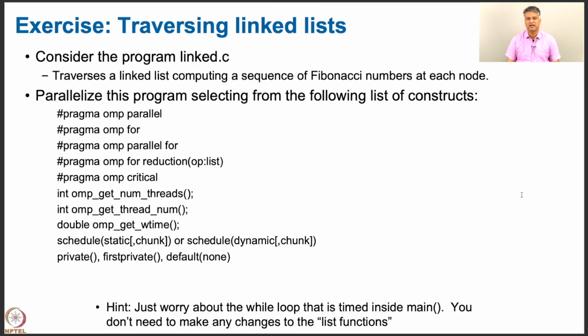So let's now look at a program which is using the linked list approach to compute a sequence of Fibonacci numbers at each node. And we will parallelize this program using the following constructs, which are OMP parallel, OMP for, OMP parallel for, OMP reduction, OMP critical. We will use inbuilt OMP functions like OMP get num threads, OMP get thread num, OMP get w time, and then we will also use scheduling. We will also declare variables to be private, first private or default.